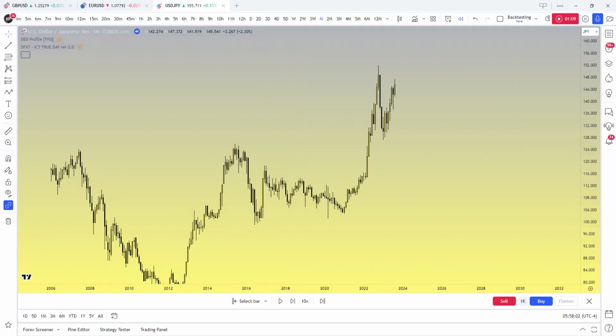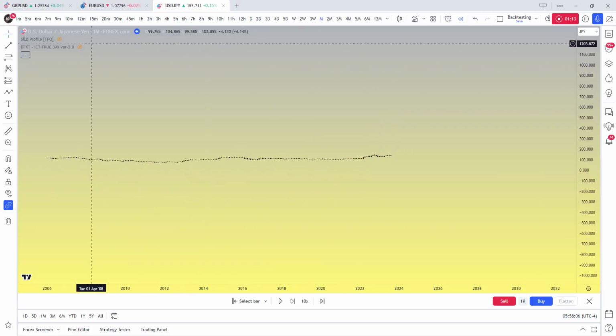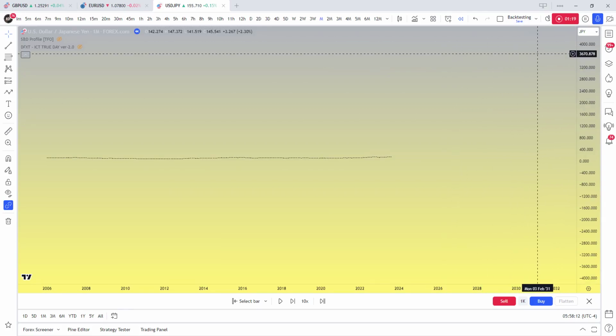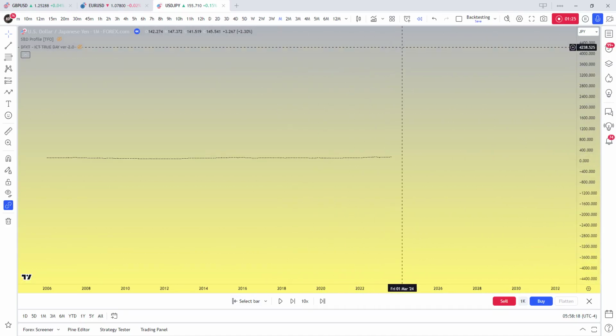So, okay, without further ado, what I'll do is squish the charts. This is dollar yen, by the way. Not the greatest pair because of the crazy wicks that it has. But yeah, it is what it is. And we'll see where we go.